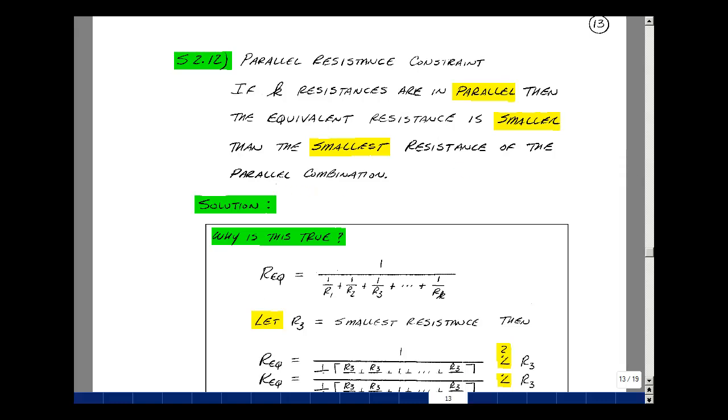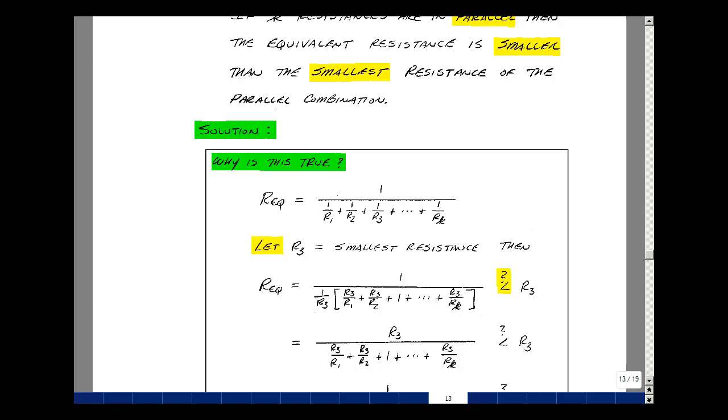Now, why would that be true? Let's take our definition of parallel as 1 over the sum of 1 over each of the resistances, suppose that there's K of them. Since I can call any resistor R1 or R2 or R3, let me call R3 the smallest resistance in this parallel combination. Now let me take this equation for R equivalent and pull out R3.